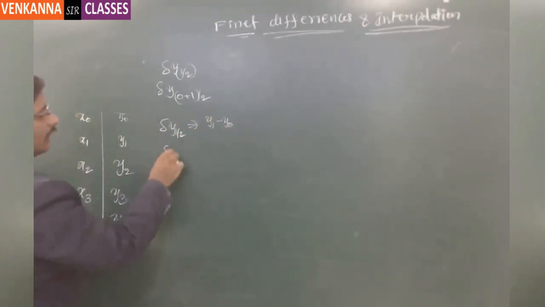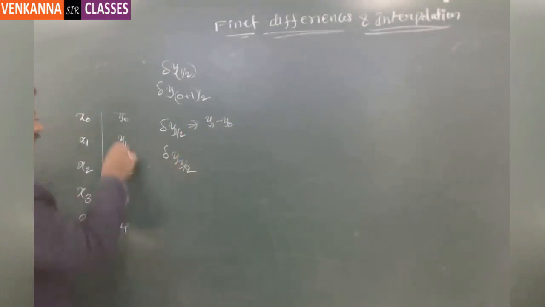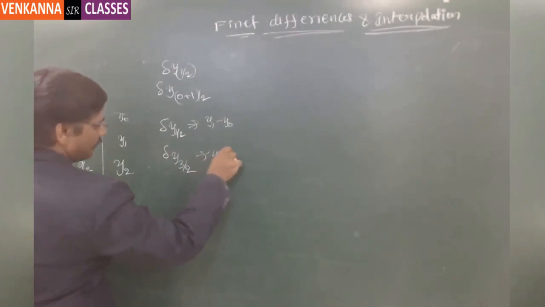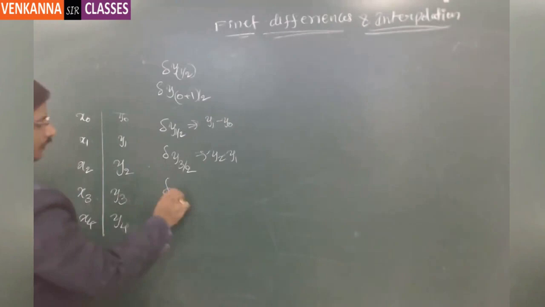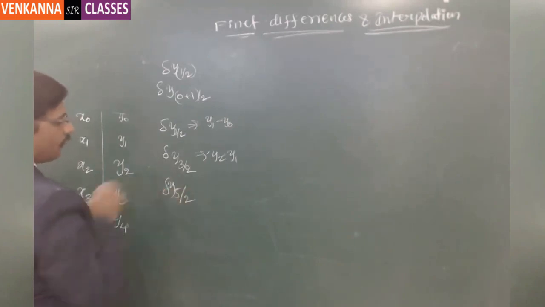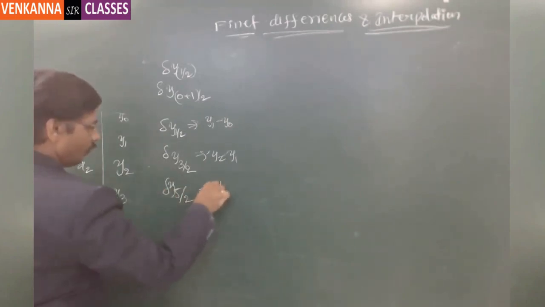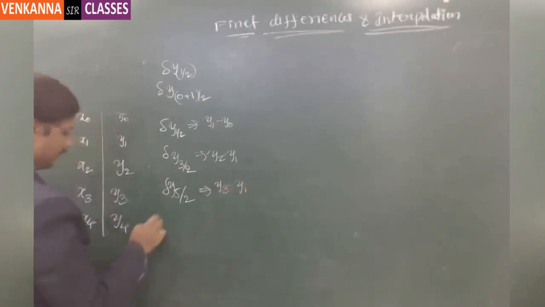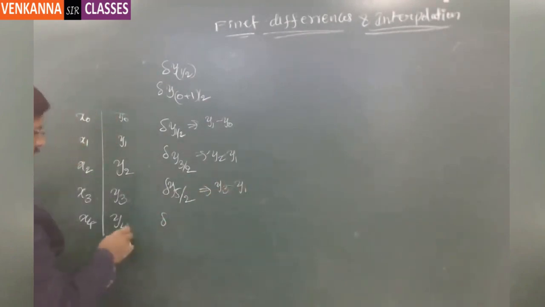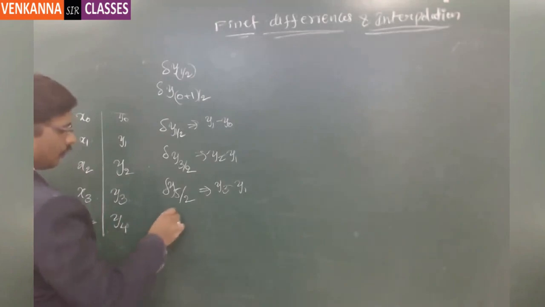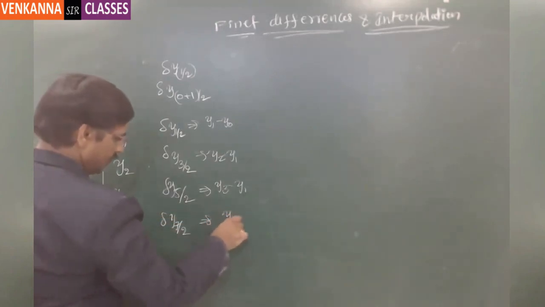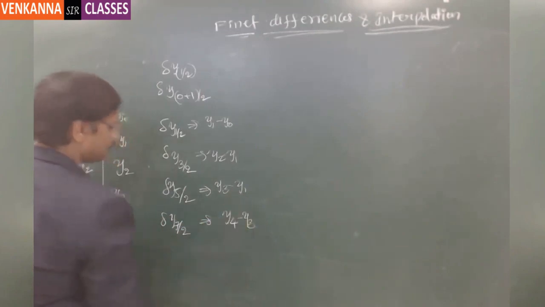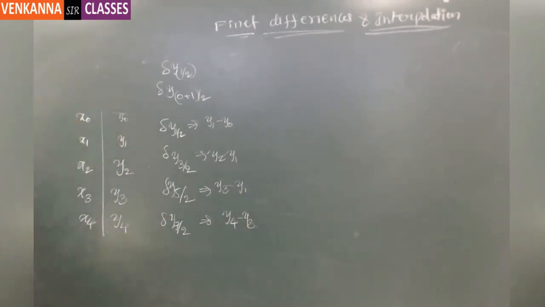Similarly, delta of y 3 by 2, so this is 1 plus 2 divided by 2, and this is going to be y2 minus y1. And similarly, delta of y 5 by 2, 3 plus 2, is going to be y3 minus y2. Similarly, delta of y7 by 2, so this value is getting calculated as y4 minus y3. So this is how the central differences are calculated.